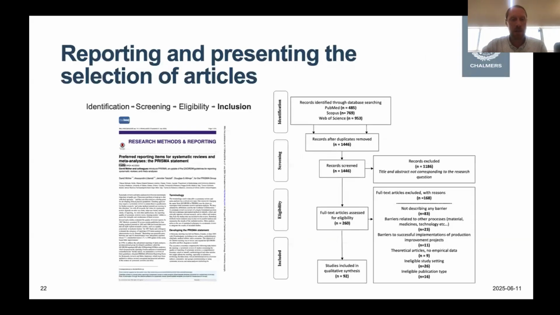Yes, so the next step is then the final inclusion. So when you have reached a final number, that in my case, I included 92 papers. I began with around 2,000 papers and then moved down to 92 papers.